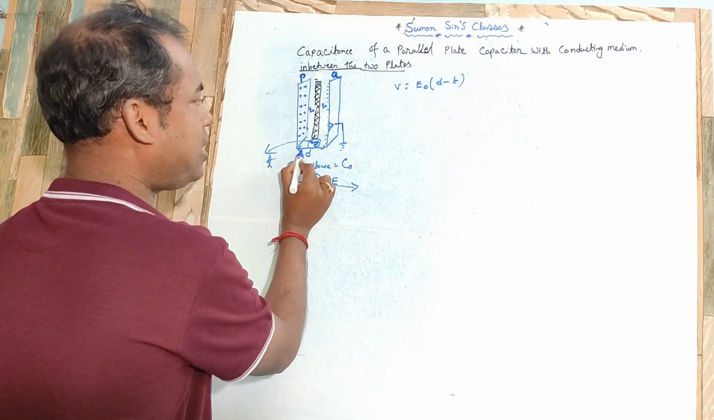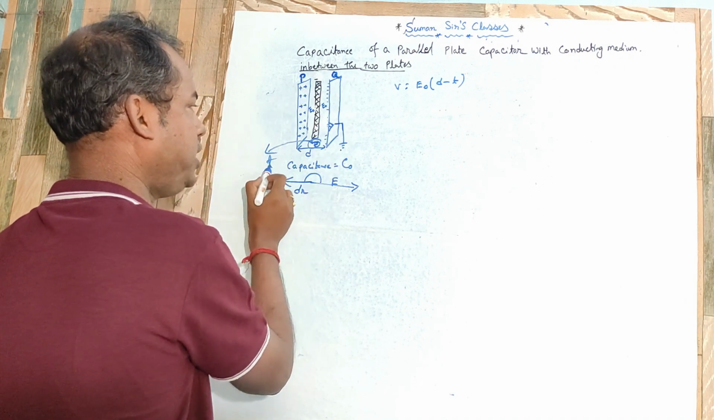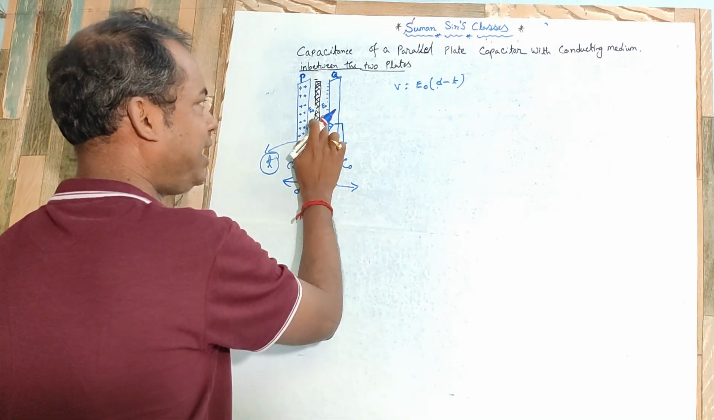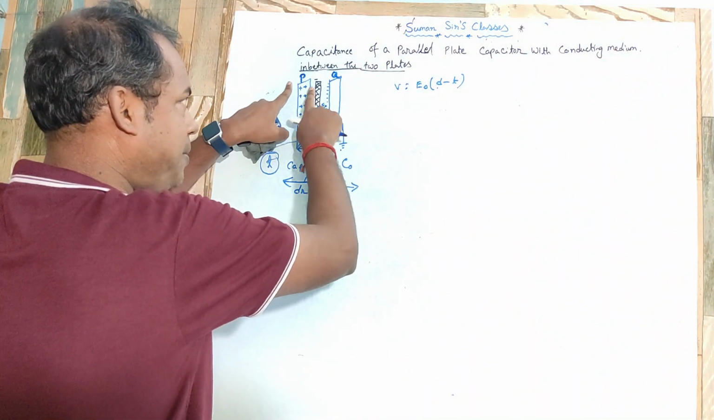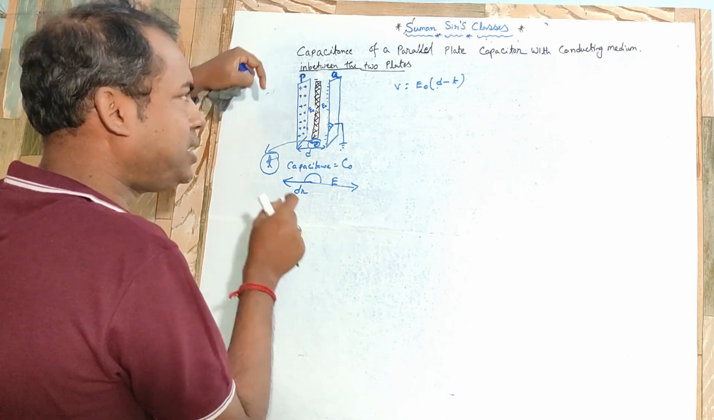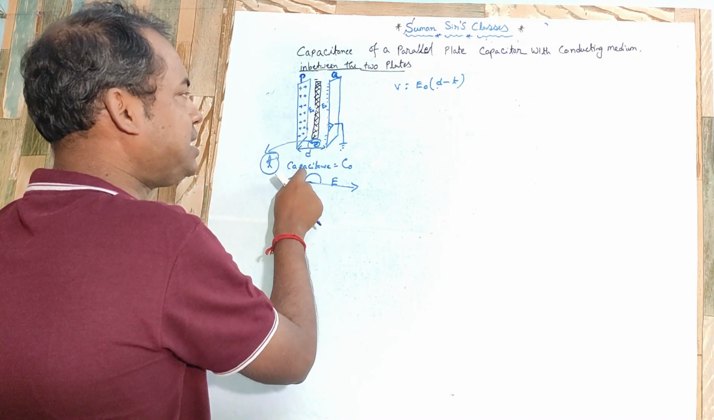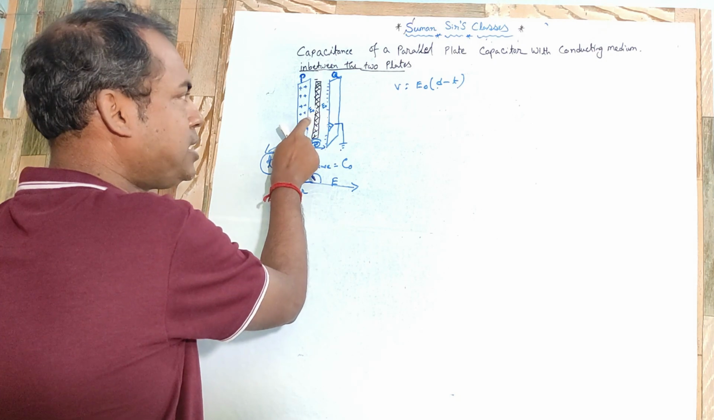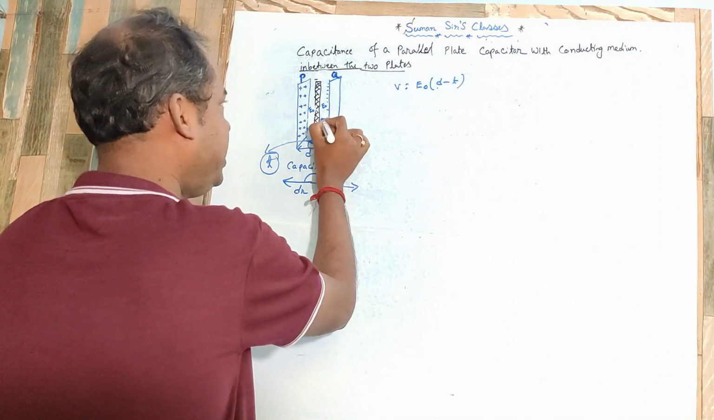So here the total distance is D, and the conducting plate thickness is small t. Now D minus T is the distance where the air medium is present. Just listen once again. This is the parallel plate capacitor P and Q. We just inserted a conducting plate. Within the conducting plate there is no charge. So the field E0 is present in the space where the air medium is present, here and here.